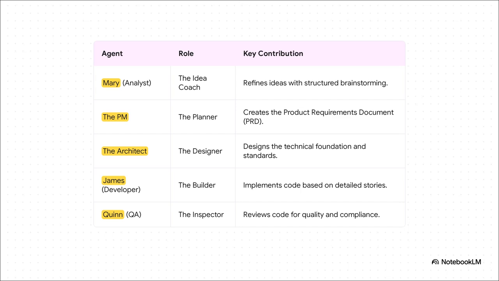And here's the team. First up, you've got Mary. Think of her as your personal analyst and idea coach. She's going to help you refine everything. Then you've got the PM, the planner, who turns those ideas into a concrete requirements doc. The architect steps in to design the whole technical foundation. James is your go-to developer, the builder who actually implements the code. And finally, you've got Quinn, your quality assurance expert, who inspects everything to make sure it's top-notch.